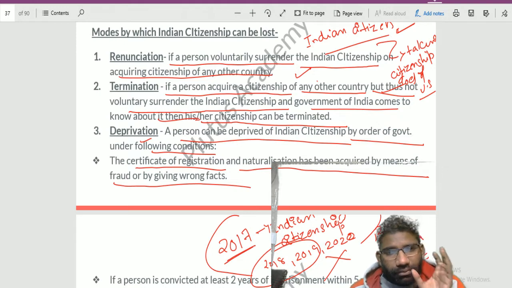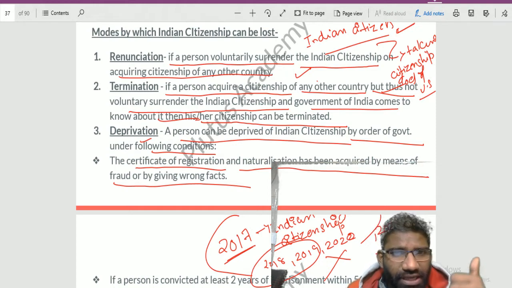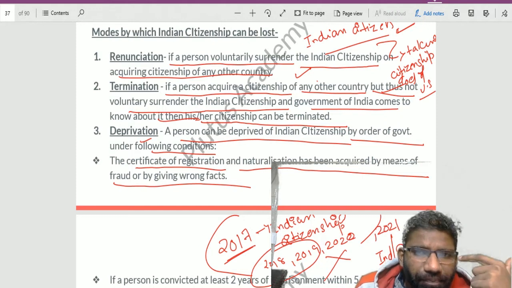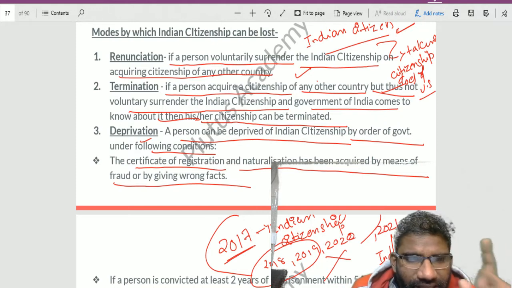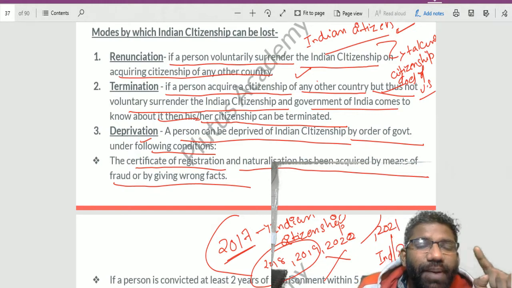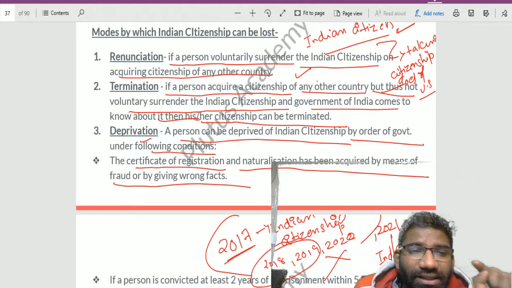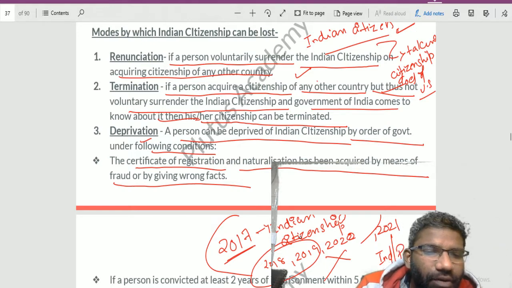Deprivation: a person can be deprived of Indian citizenship under certain wrong aspects, where the person has committed wrongs against the Constitution of India. Firstly, if the certificate produced by the person for acquiring Indian citizenship, that is the certificate for registration and naturalization, is obtained by wrong means, then it is forged, and the citizenship can be terminated.